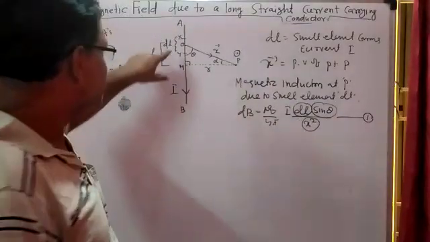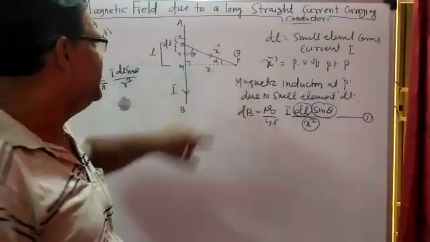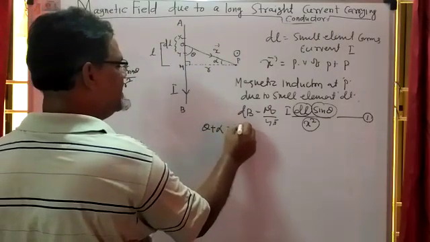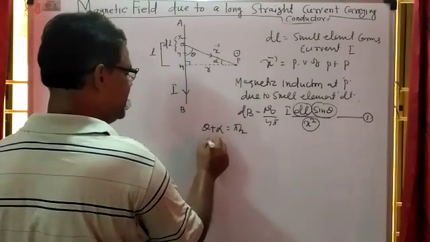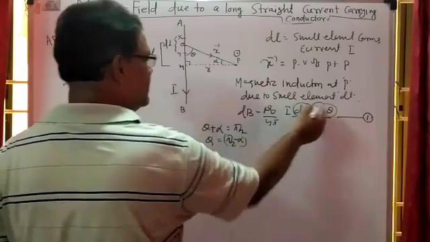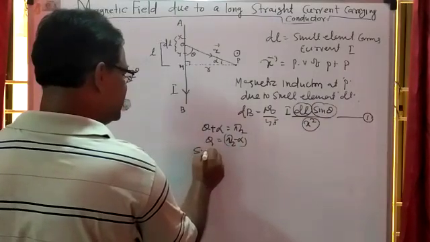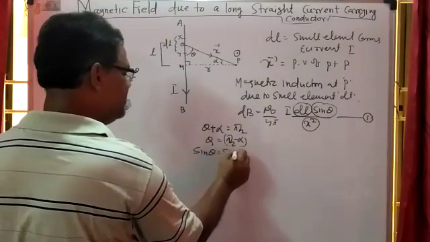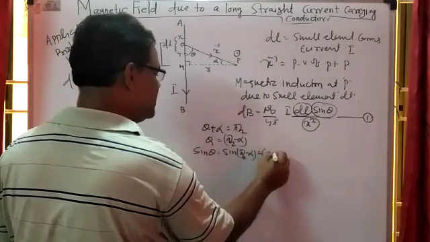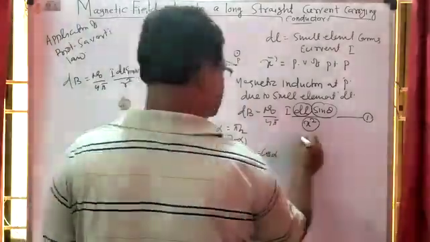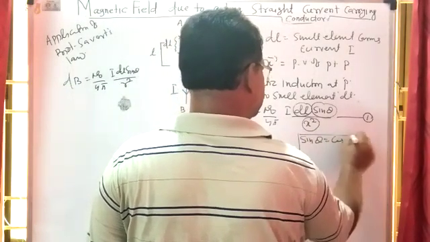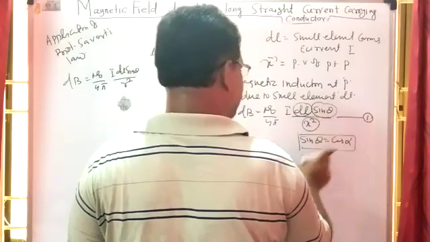From the triangle OMP, theta plus alpha is equal to pi by 2, or theta equals pi by 2 minus alpha. So sin theta equals sin of pi by 2 minus alpha, that is equal to cos alpha. So sin theta equals cos alpha, because we are replacing dl, sin theta and x square.